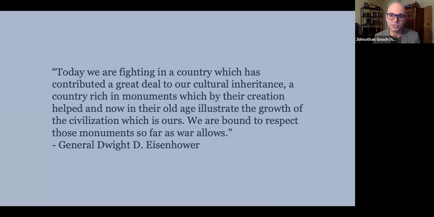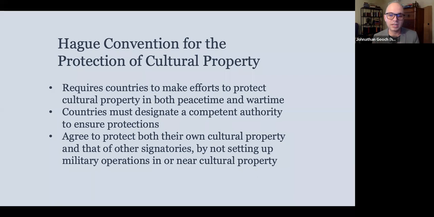So all of those ideas and thought about how to preserve different people's culture was being considered after World War II when they were writing this Hague Convention for the protection of cultural property. And there are a couple key takeaways from the convention. It requires all countries who are signatories to make efforts to protect cultural property, both in peacetime and in wartime. And they have to designate a competent authority to ensure those protections. And there's also an agreement to protect both their own cultural property and that of other signatories.